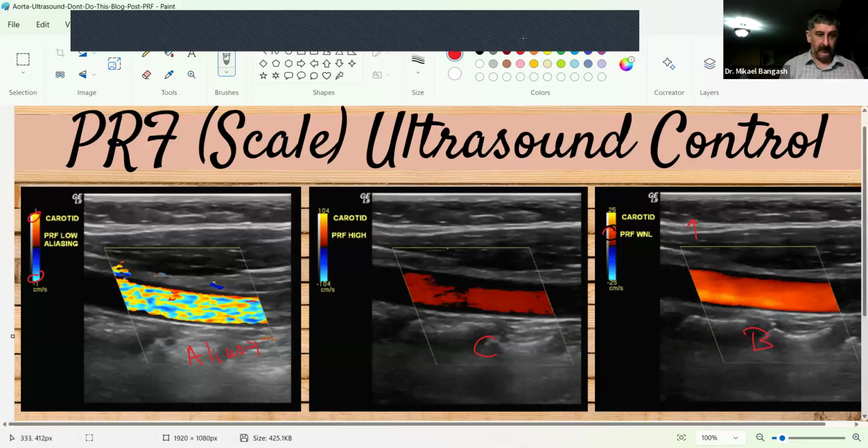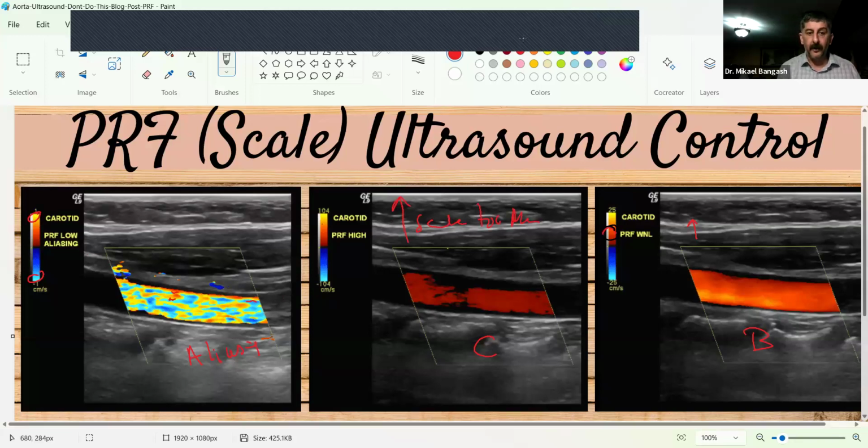What previously was filled up with a lot of colors, actually is aliasing. We got rid of aliasing. What happened here? That's mainly when we increase the scale too much.